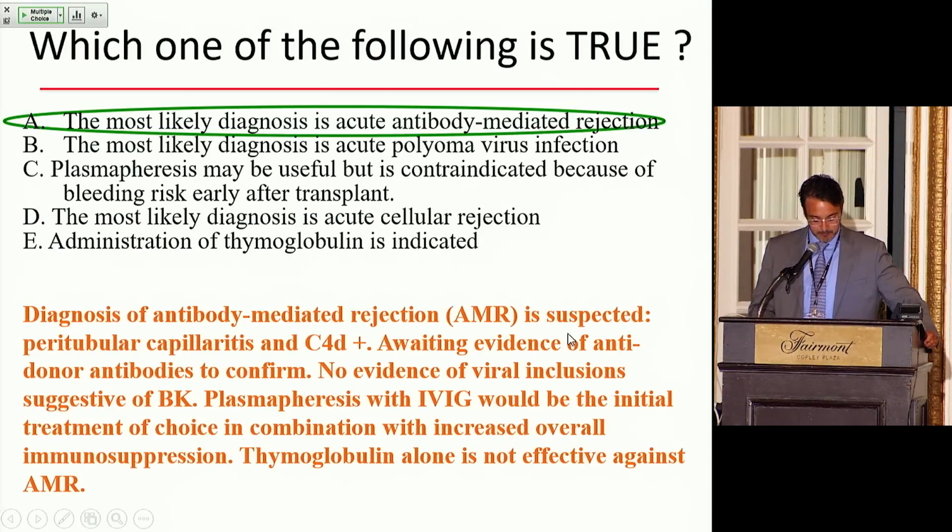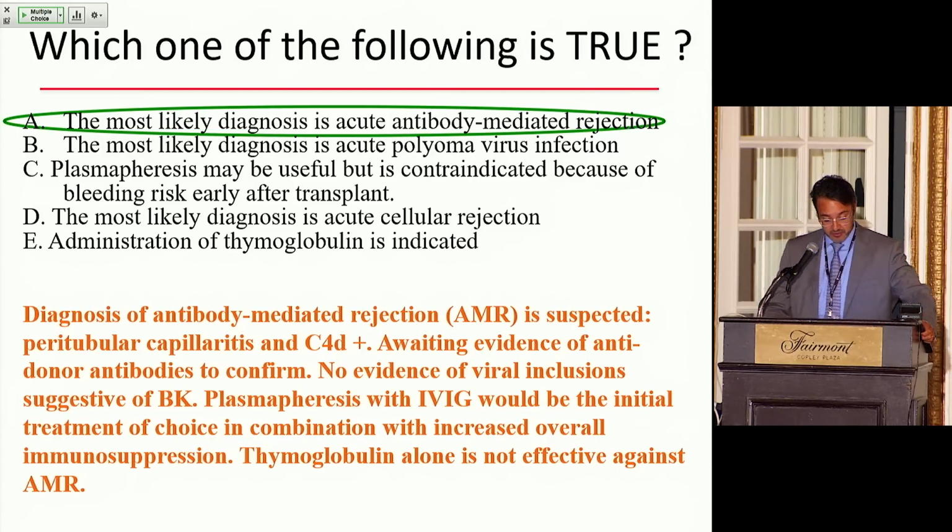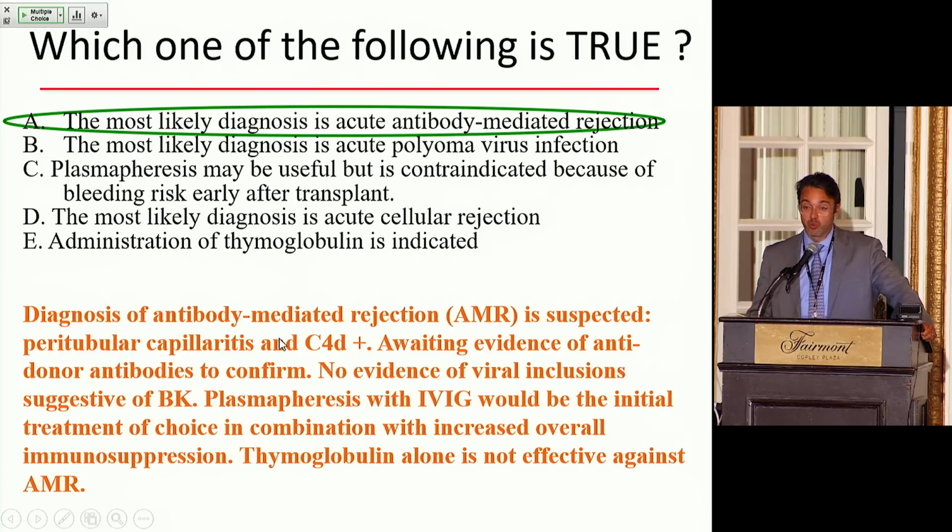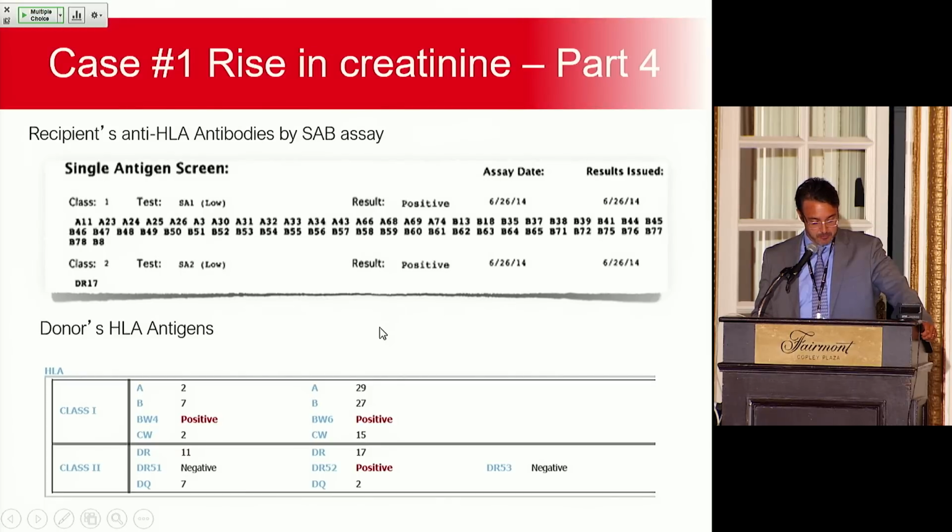triggered by the antibody. So there's no evidence of polyomavirus, which causes the nuclei to be very enlarged and also causes tubulitis. Plasmapheresis and IVIG will be the initial treatment of choice for these cases, and thymoglobulin is not effective against antibody-mediated rejection. If you have a strong cellular rejection component, you can consider thymoglobulin, but thymoglobulin, if you recall, is a T-cell depleting agent, and here we're dealing mostly with an antibody process.